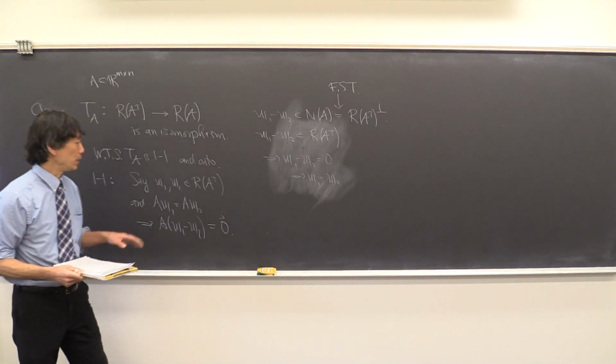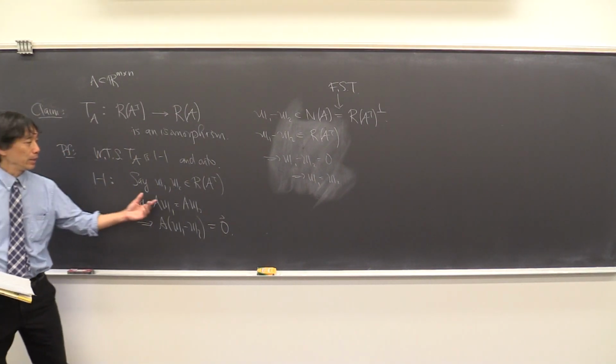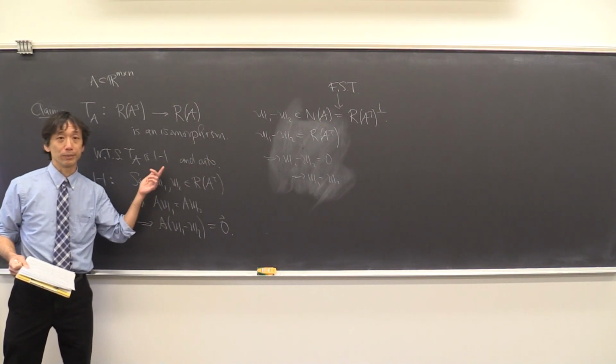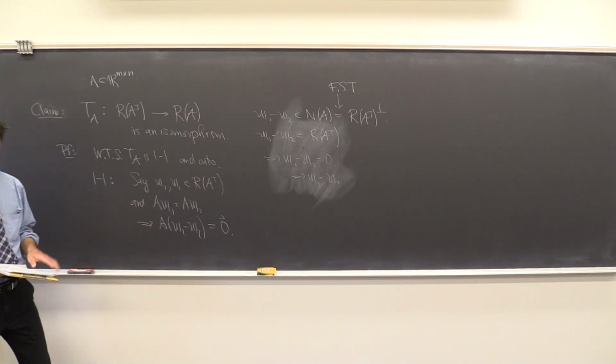Okay. So that's the one-to-oneness. If the outputs are equal, then the inputs must have been equal. That's what we call one-to-one.